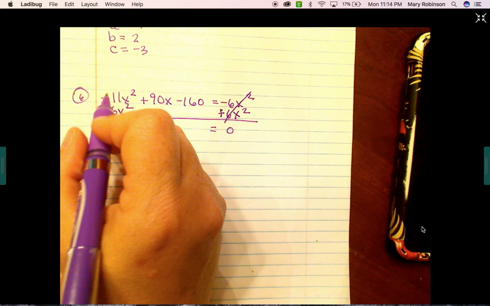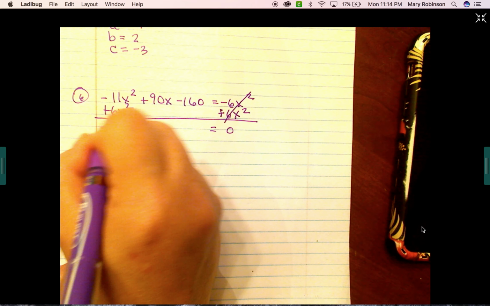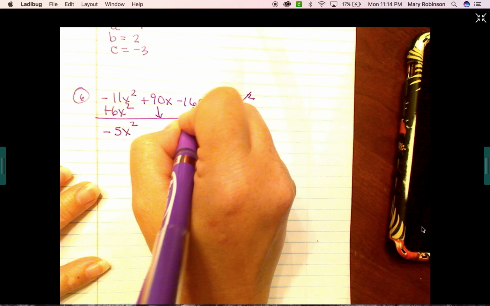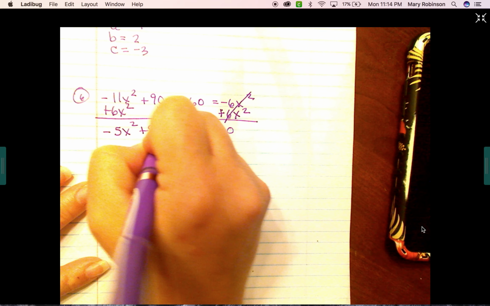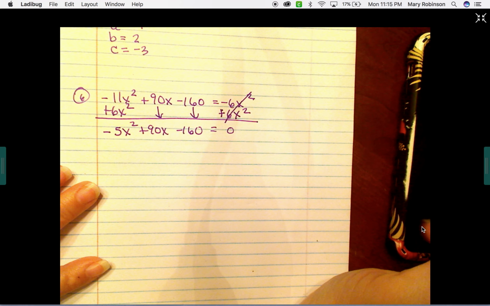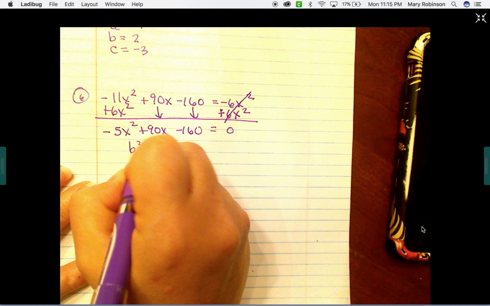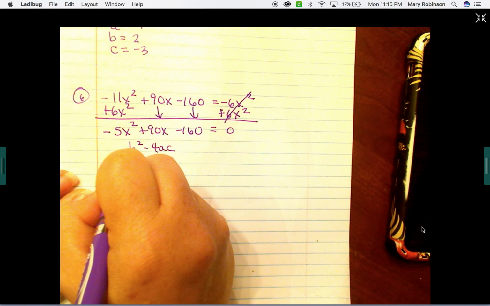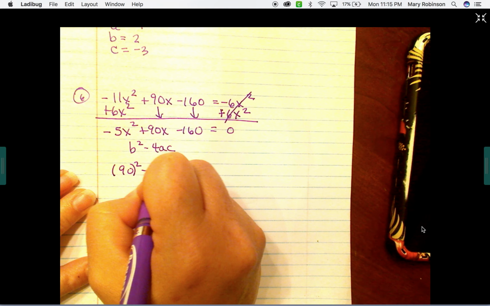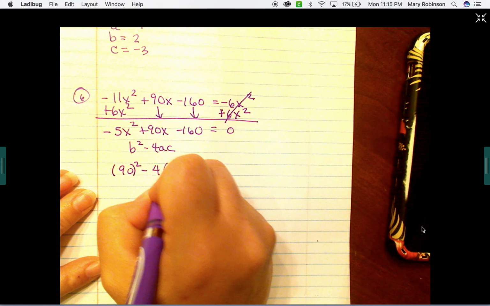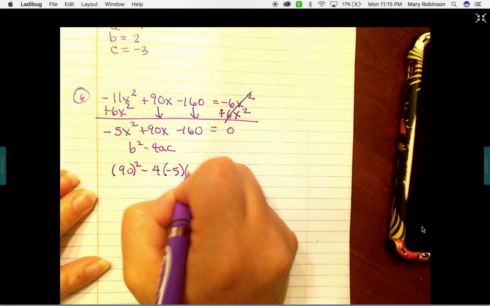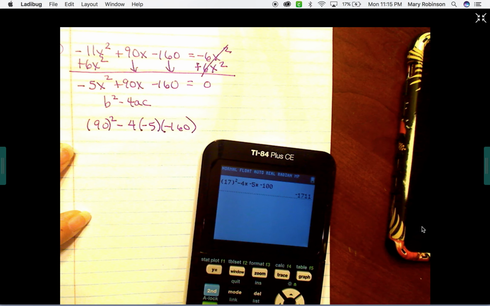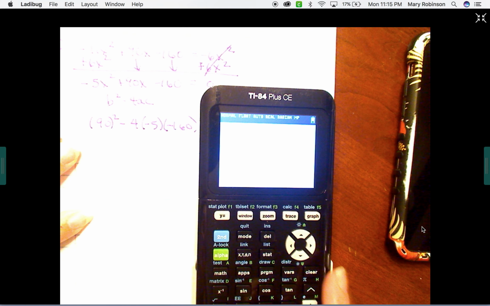So I'm going to come down here and combine. Negative 11 plus 6 is negative 5x squared. And then I'm just going to bring these down. Plus 90x minus 160. And then I'm going to do my b squared minus 4ac because your job is to find the discriminant. So b is 90 minus 4 times my a value, which is negative 5, and my c value is negative 160. That's a big number, but we're just using our calculator, so no big deal.